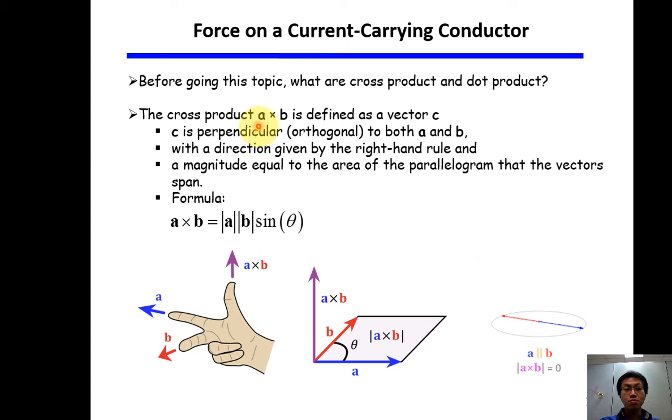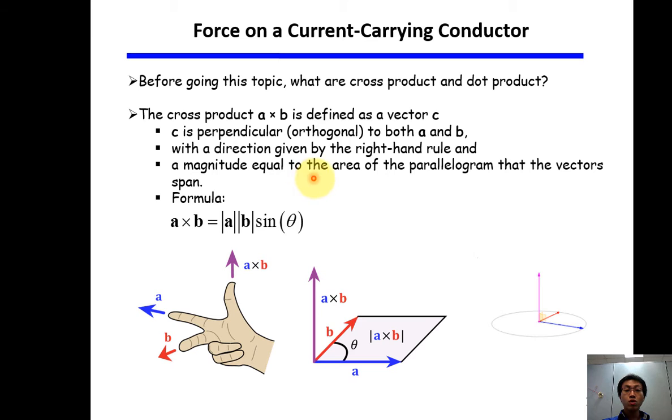The cross product A cross B is defined as a vector C. So this is the vector C, A cross B. C is perpendicular, or orthogonal, to both A and B, with the direction given by the right-hand rule. Show your right hand like this. If this is A and this is B, then our C will be going up.